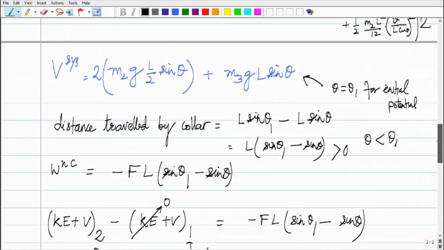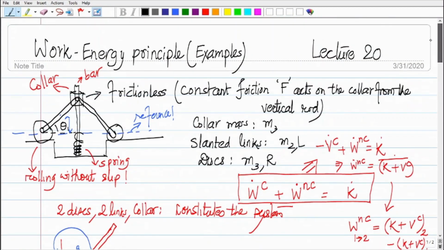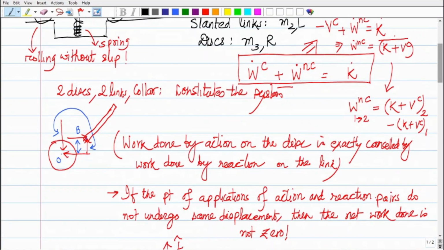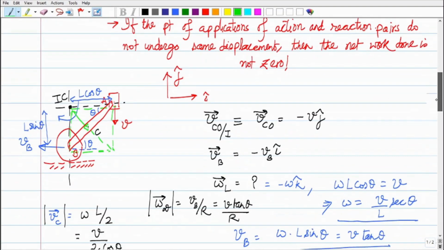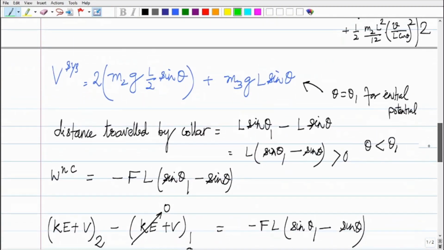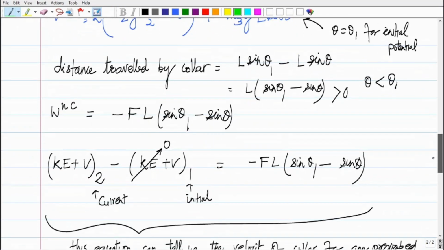Similarly, if you had to find out, as I told you in the beginning, what will be the acceleration of the collar when the system is left initially, for that we have to use simply the rate form of work energy principle, which is this, the rate form.